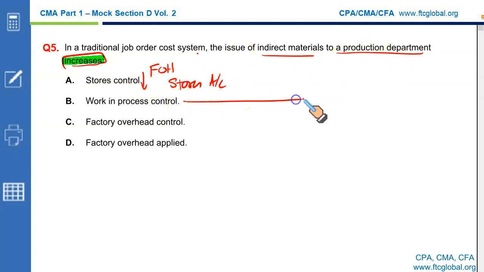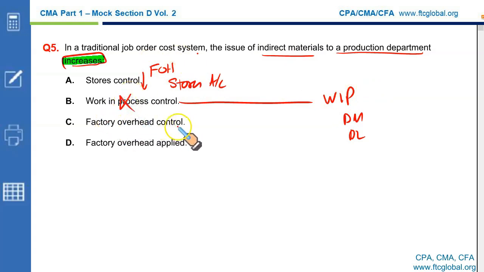B, work in process control account. Work in process control account is debited when the direct material and labor are incurred, but the indirect material is transferred to the factory overhead control account, not to the work in process account. So this is basically incorrect.